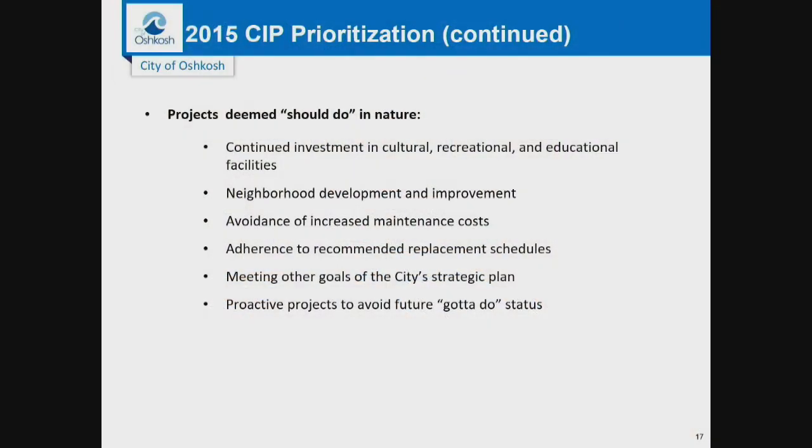So the last category was the should do, and it's just like it sounds. Continued investment in culture, recreation, and education facilities, neighborhood development, avoidance of increased maintenance costs, adherence to recommended replacement schedules, and meeting other goals of the city's strategic plan, and proactive projects to avoid future gotta-do status. So this is where we started in 2015.